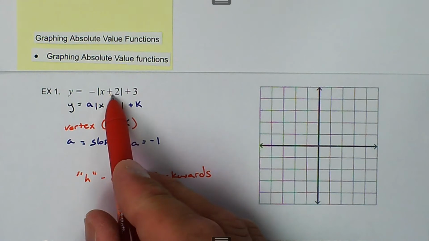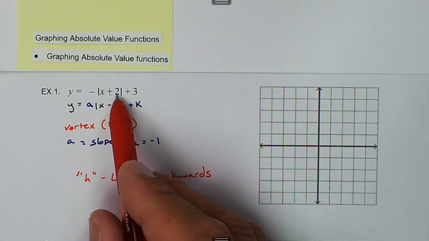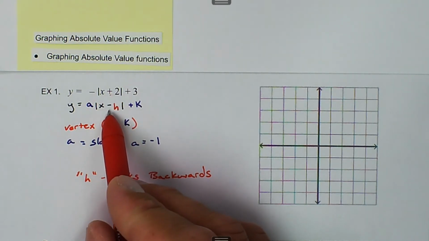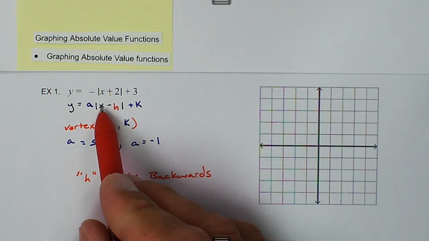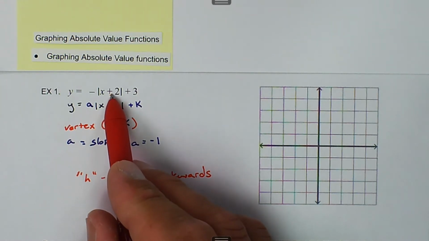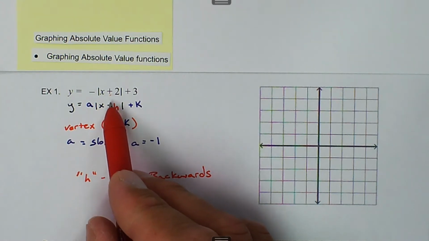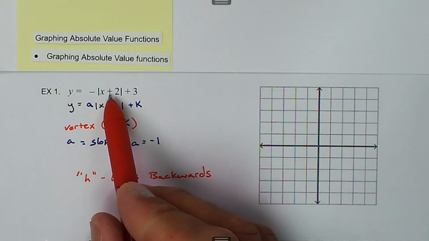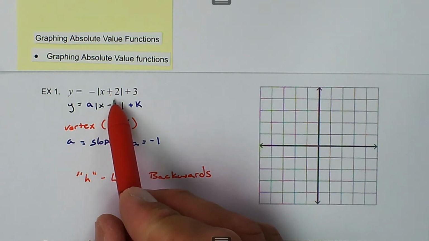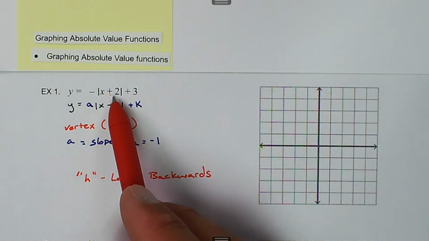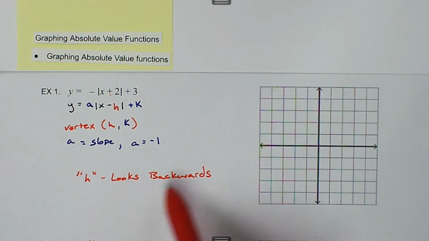Because here we see a positive 2, so we would think that we should go to the right 2 because it's next to the x. But really the original transformation shows that it should be x minus h. So the only way to get the negative to become positive is to multiply by -1. So really it says this equation would be x minus a -2. Two negatives in a row makes it positive. So even though the h looks positive, it looks backwards.